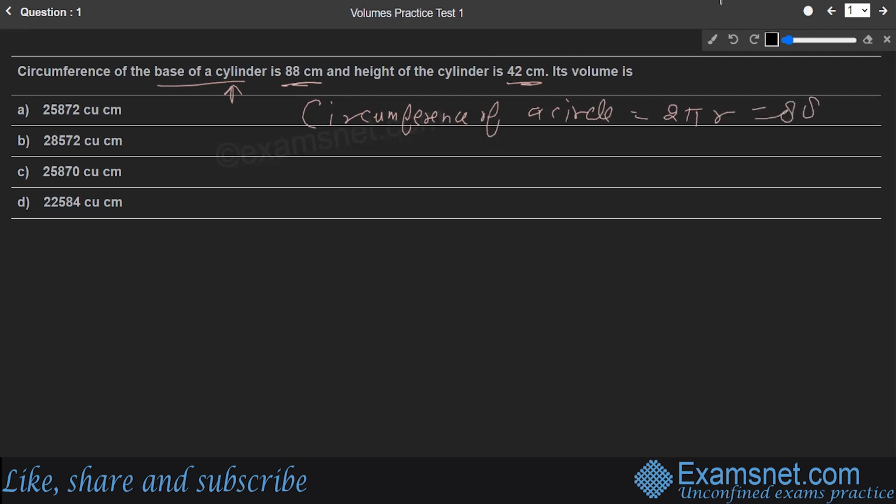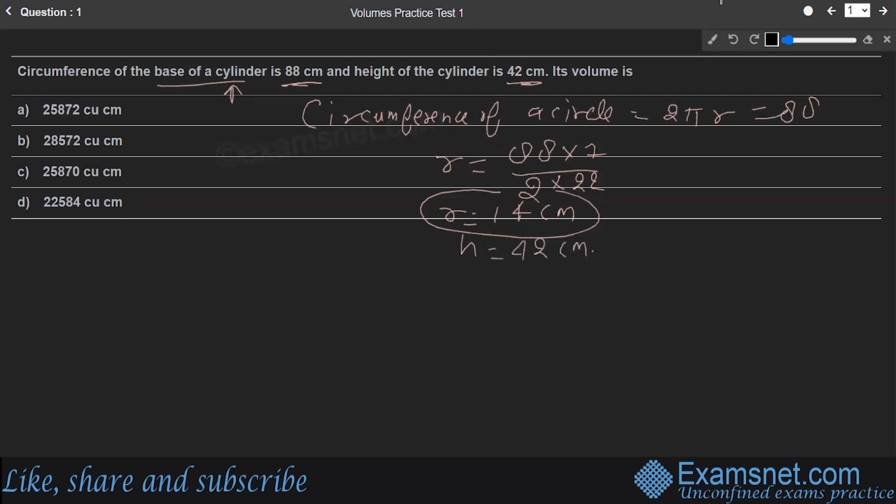If we use this, we know the pi value as 22 by 7. So r can be 88 into 7 divided by 2. If we solve this, the r value comes out to be 2 into 22, so the r value comes out to be 14 centimeters. That is the radius of the base of the cylinder. Then he says the height of the cylinder is already given to be 42 centimeters.